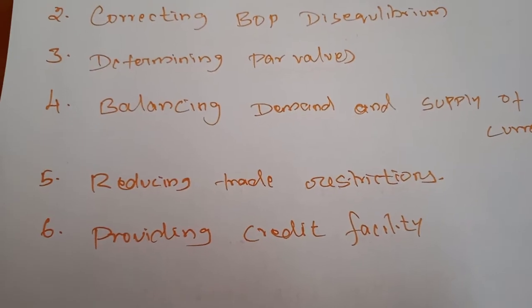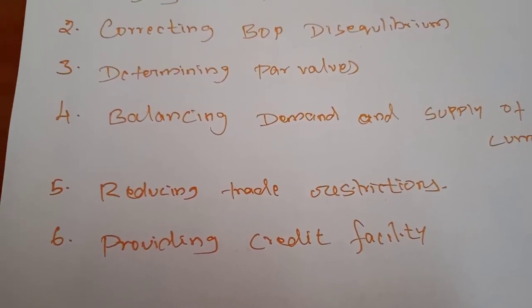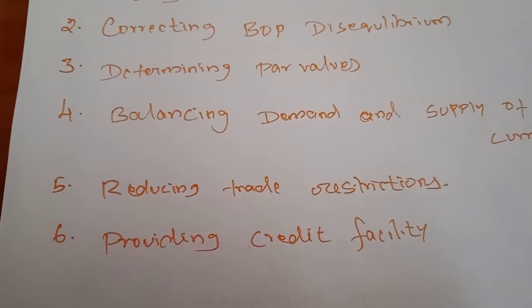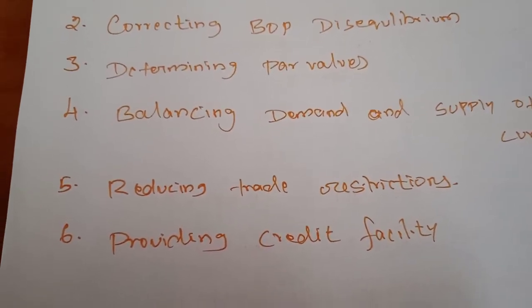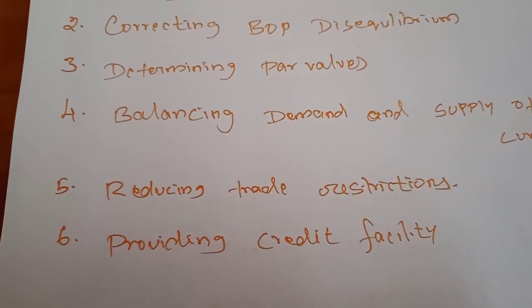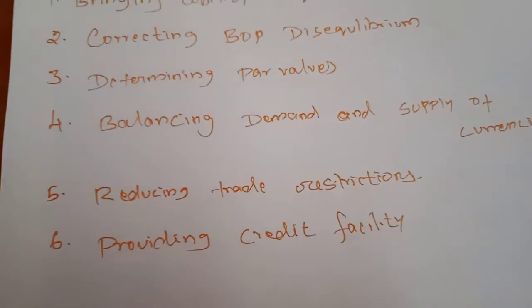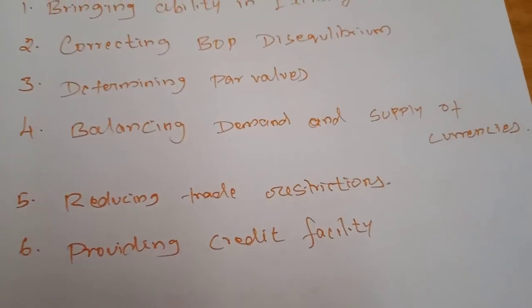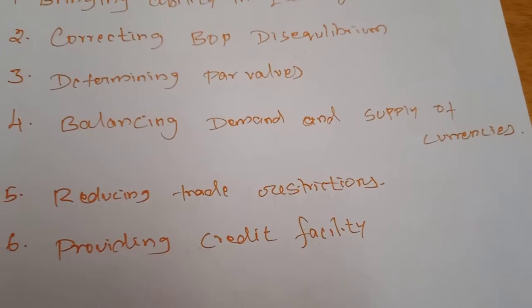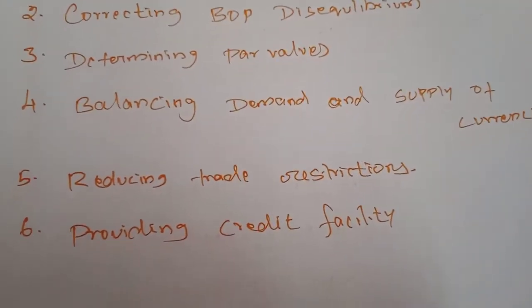The fund can declare a currency as a scarce currency, which is in great demand, and it can increase its supply by borrowing it from the country concerned or by purchasing the same currency in exchange for gold. So whenever nations have more need of other foreign currencies, the International Monetary Fund will provide it.